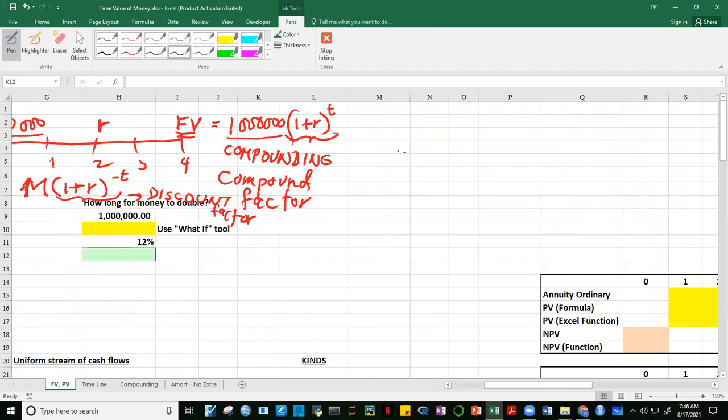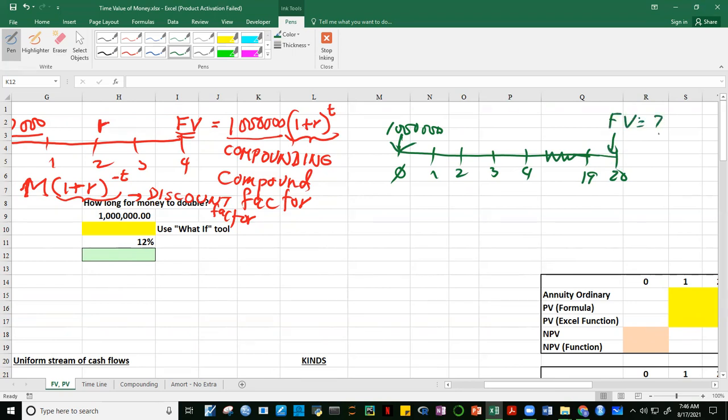So the timeline is, time 0 is now, and we have 1 million. Then you have 1, 2, 3, 4. Let's break this into 19 and then 20. So we have 1 million now, and we would like to know how much this will be in 20 years' time. That's the future value. We'd like to know the future value of a single stream of cash flow.